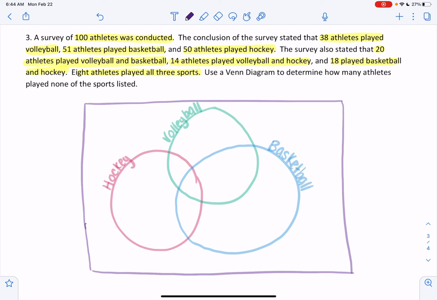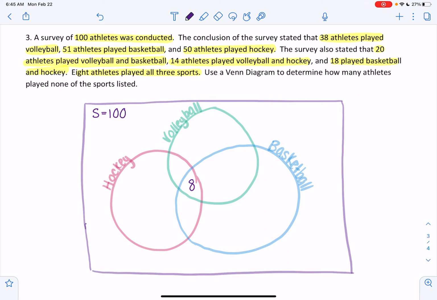All right, so when we go to draw these diagrams, it's important that we start with the number of elements in our universal set if we have it. So we have 100 athletes. Then we want to start from the spot that has the most overlap first, and then work out from there. So we'll start with the number of students who play all 3 sports, because then we'll have to subtract those from the other numbers just to ensure we're not double counting. So we have 8 athletes playing all 3 sports, and we'll put that 8 right in the middle of all 3 sports.